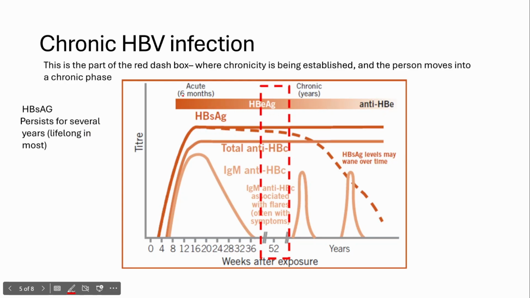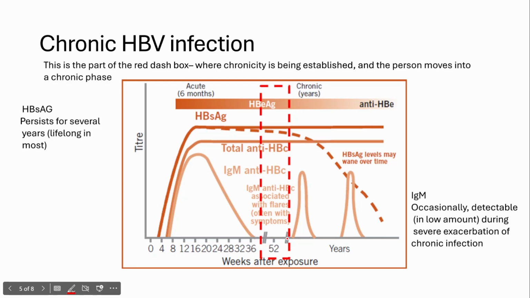From the acute 6 months we are entering the chronic infection phase, and the hepatitis B surface antigen levels are never truly becoming zero. They may wane over time, but they will persist in the blood. Also, you can see that IgM levels have dropped to nearly undetectable. But since it's a chronic infection, you will have no anti-hepatitis B surface antibodies, but occasionally during exacerbations of the disease you may detect IgM antibodies.